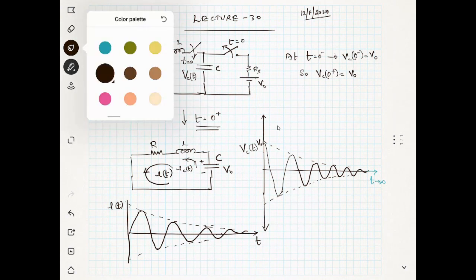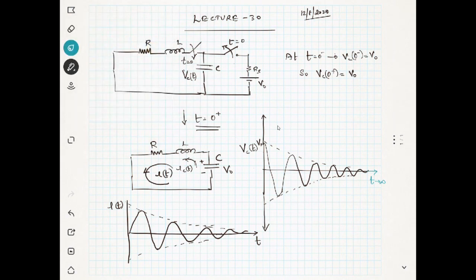But you cannot expect the oscillation always. It will depend upon the value of R, L, and C.